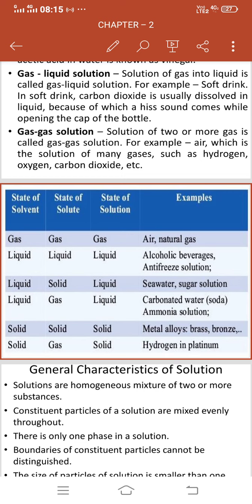Now state of solvent like gas, state of solute gas, and state of solution is also gas. Examples are air and natural gas. Then you can see liquid, and examples are alcoholic beverage. So you can see the various types of solution.